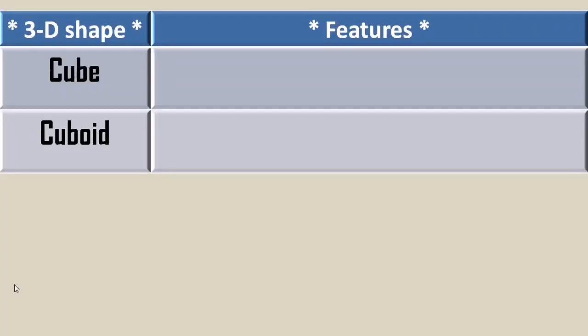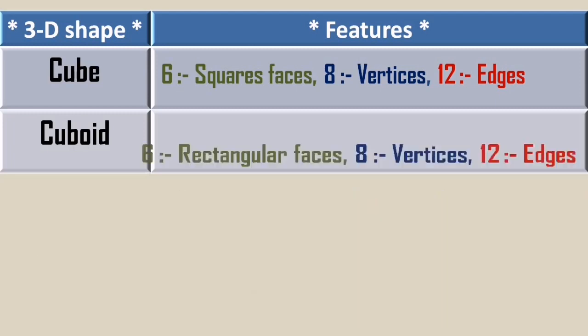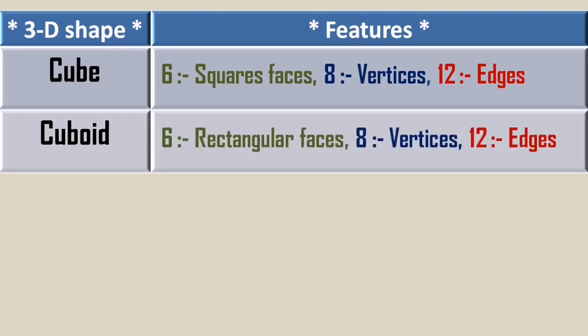Cube and cuboid both are quadrangular prisms, so the number of edges, vertices and faces will remain the same. The only difference lies in the type of faces they have. For the cube, it has 6 square faces, 8 vertices and 12 edges. For the cuboid, the number of vertices and edges will remain the same, that is, vertices are 8 and edges are 12. The only difference lies in the type of face it has. For the cuboid, it has 6 rectangular faces, and that's what we have for cube and cuboid.